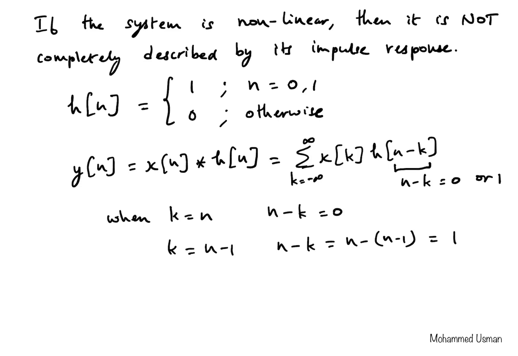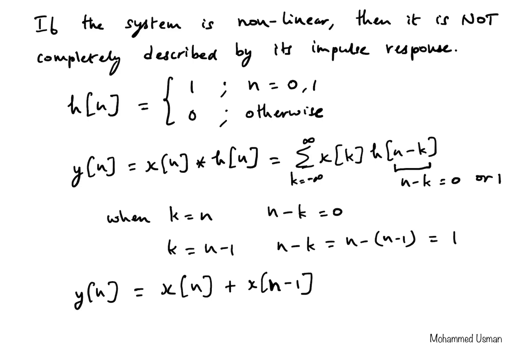So now the expression y of n will become equal to x of n times h of 0, which is equal to 1, so x of n into 1, plus x of n minus 1 times h of 1, which is also 1, so into 1. So the input-output relationship for the system is x of n plus x of n minus 1.